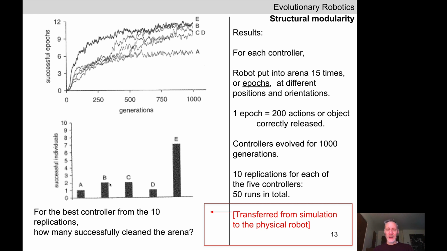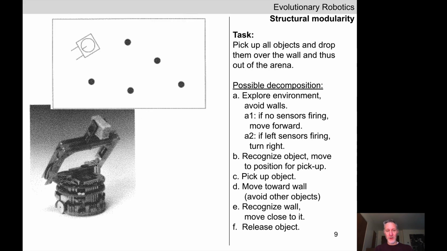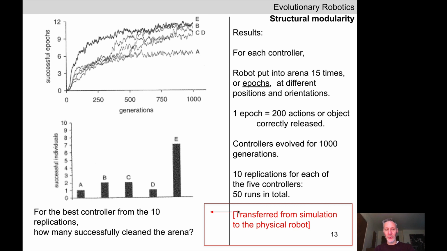This plot down here is kind of interesting. They took the evolved controllers from simulation and dropped it onto the physical Kepler robot, and they wanted to see how well the physical robot did. They counted here the number of successful individuals. So they played back the best controllers from experiments A, B, C, D, and E. These are controllers that allow the robot to do kind of okay or really well at the task. And in this case, they counted the number of successful individuals.